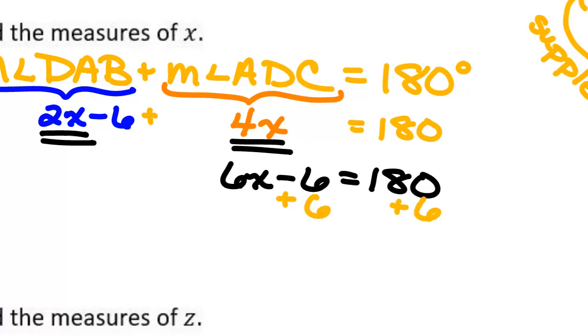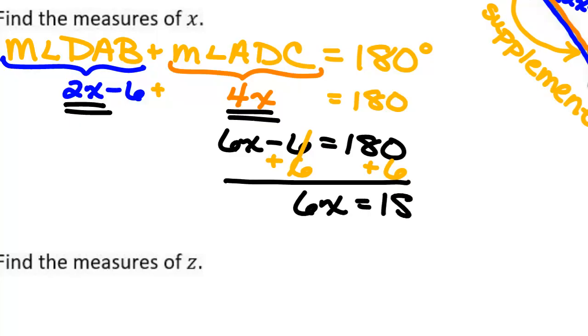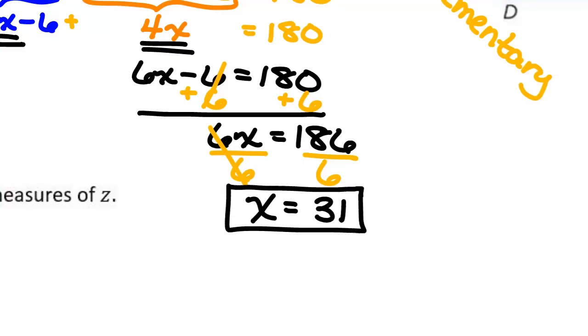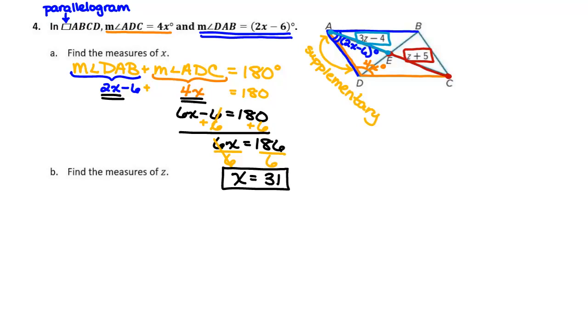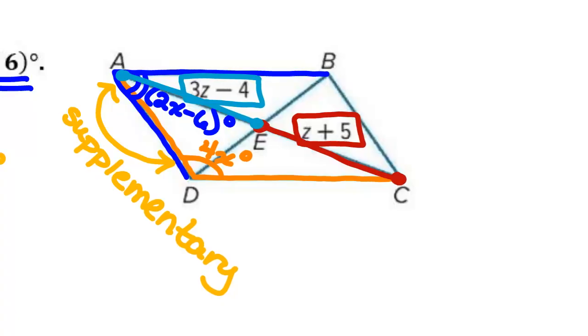Then we're going to add 6 to both sides. So 6x equals 186. Then we divide both sides by 6, and we get what for x? 31. Nicely done. All right, and that's because my two consecutive or same side angles, if they're consecutive one after the other, then they're going to add to 180 in a parallelogram.